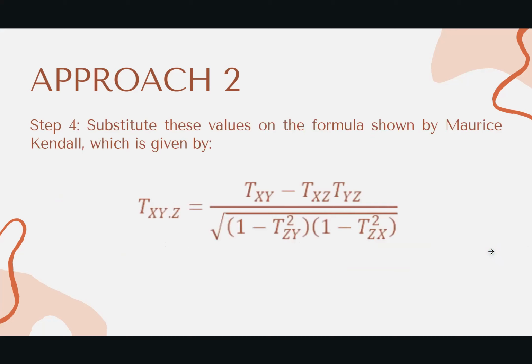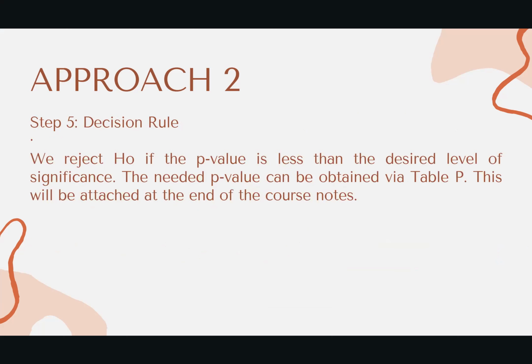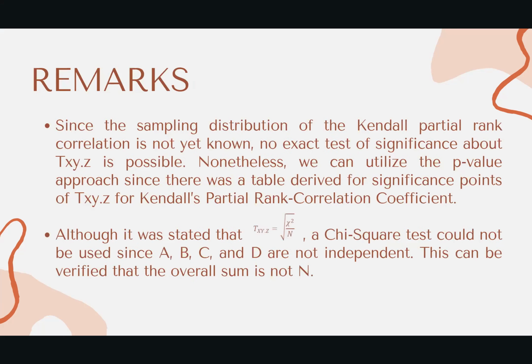Okay, so step 4, substitute these values on the formula shown below, which is introduced by Maurice Kendall, which is given by this. And step 5, the decision rule is just the same as the approach 1. So makikita natin dito na yung approaches basically nagkakatalo lang sila kung paano isosolve yung test statistic. But later on, we would further elaborate kailan ba mas magandang gamitin ang isang approach over the other.